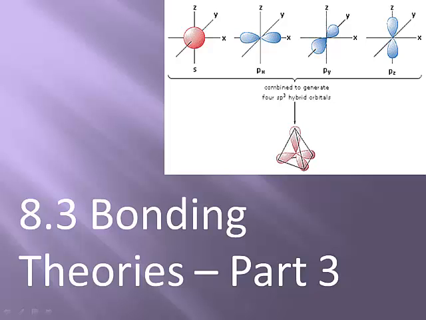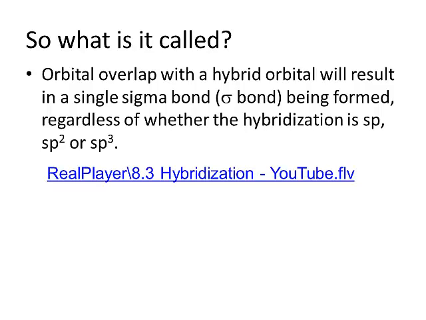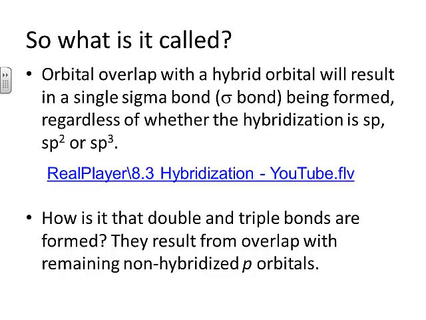Welcome back, and this is part 3 that will finish up section 3 of chapter 8 on bonding theories. As we ended in our last video, we were talking about sigma bonds forming single bonds between the nuclei of atoms. And we were approaching our next question. If single bonds are forming from end-to-end overlap of these different types of orbitals, how is it that double and triple bonds get formed? And this is where those unhybridized p orbitals come into play.